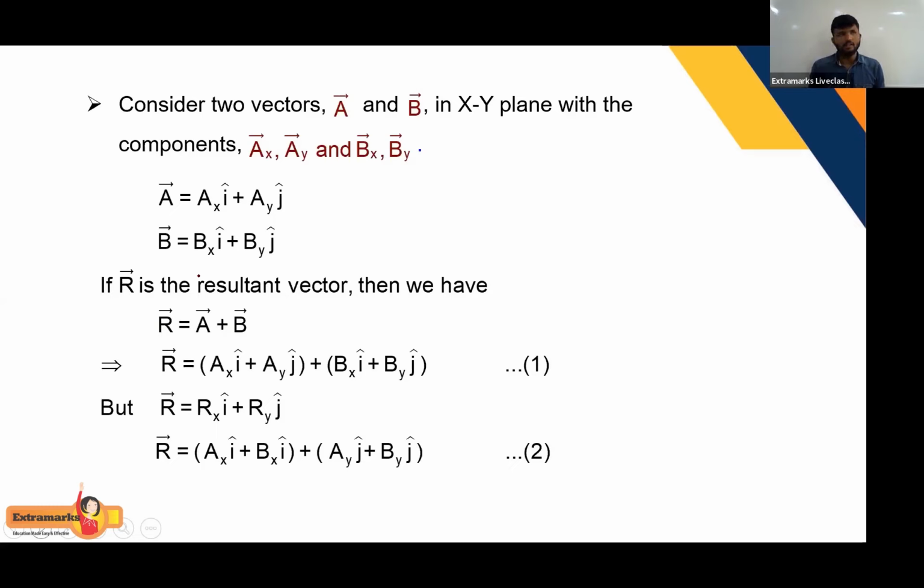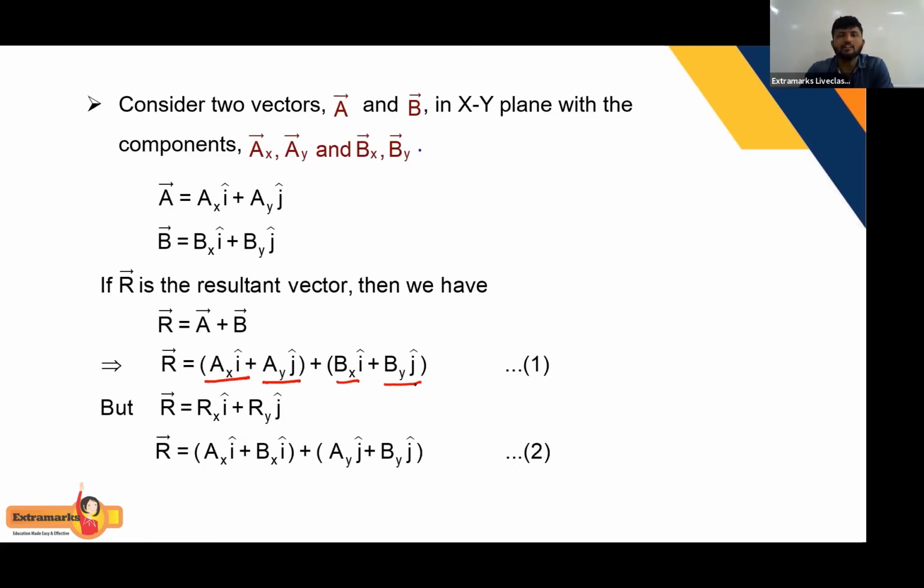Assume R is the resultant. You know that the resultant is nothing but the vector addition. So the resultant is A plus B. So I have written here ax i cap plus ay j cap plus the B vector, that is bx i cap plus by j cap. Now I am assuming that there is a resultant R which too has an x component and a y component. So let's say R vector equals rx i cap plus ry j cap, where rx is the x component of the resultant and ry is the y component of the resultant.